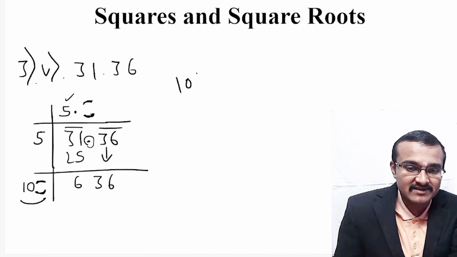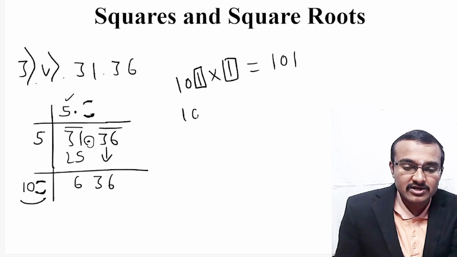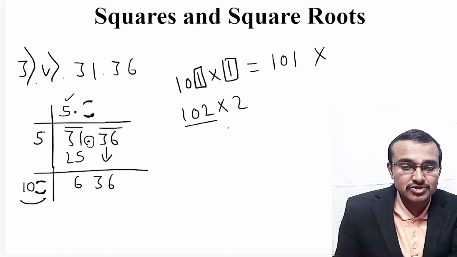Let me put 1 after this 10 and multiply with 1. Because you are taking 1, you multiply this 101 with 1. So 101 into 1 is 101. Now it is not equal to 636. So let us take 2. If you take 2 after 10, you should take 2 in the quotient as well.